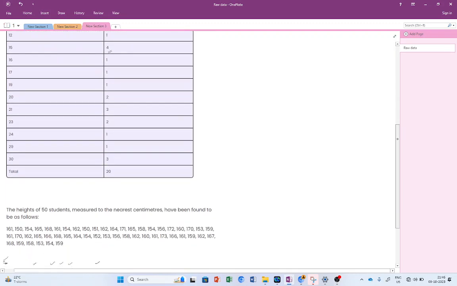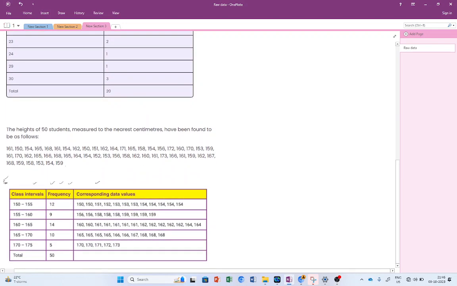For the continuous type, I'll show you another example. Here you can see that the heights of 50 students, measured to the nearest centimeter, are given. So this is the data of 50 students, their heights. The lowest of all is 150 and the highest is around 173. So you can see that it ranges between 150 and 173.